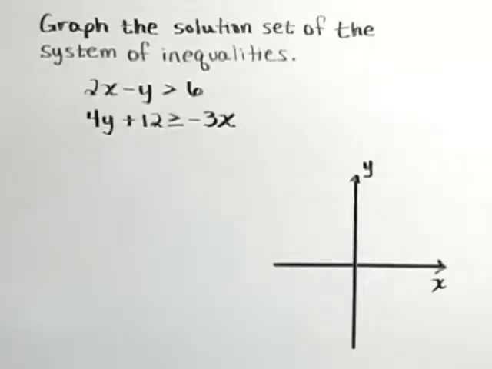Graph the solution set of the system of inequalities. 2x minus y is greater than 6, and 4y plus 12 is greater than or equal to negative 3x.